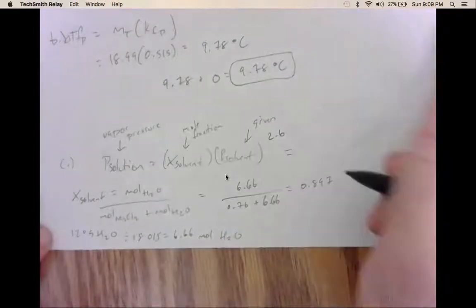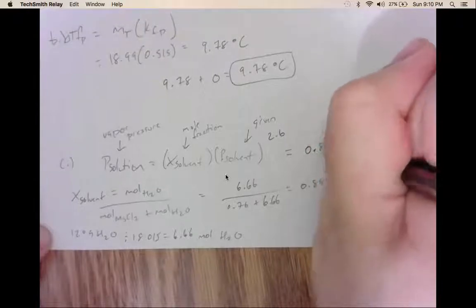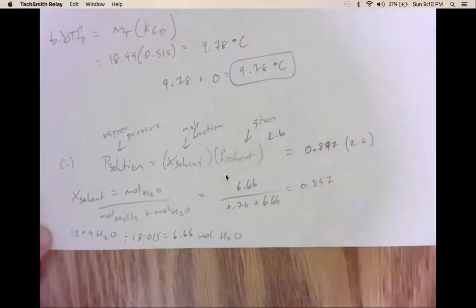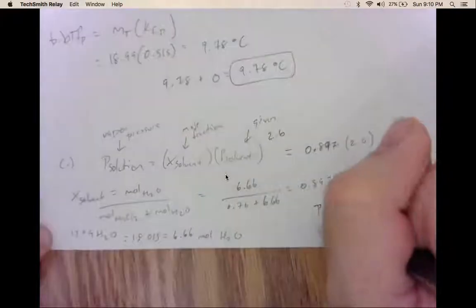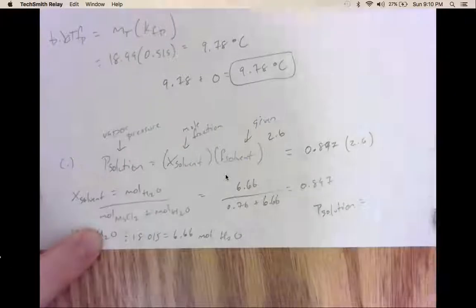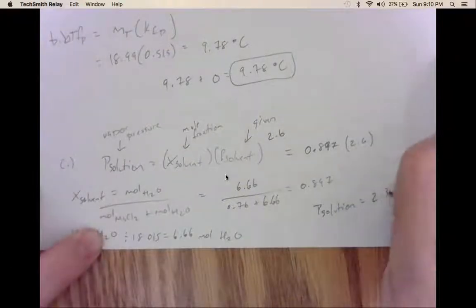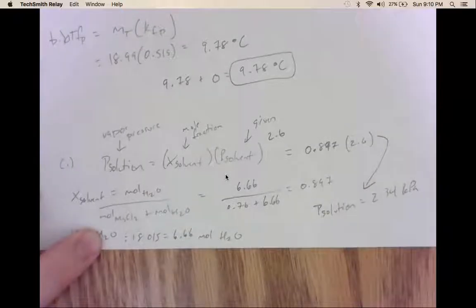So when we solve for this formula, it comes out to 0.897 times 2.6. When you solve for this, we find that the pressure of the solution equals 2.34 kPa. And that comes right down there.